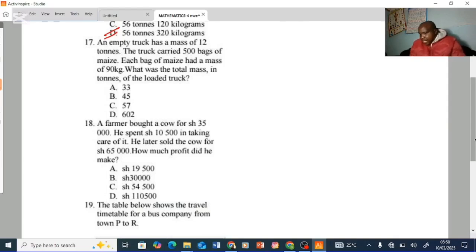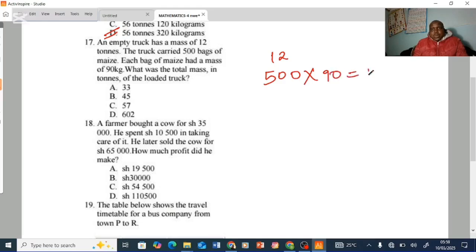An empty truck has a mass of 12 tons. The truck carries 500 bags of maize. Each bag of maize has a mass of 90 kg. What is the total mass in tons of the loaded truck? So the truck itself has 12 tons, right? Then it is carrying 500 bags. Each bag is 90 kilograms, so we multiply by 90.